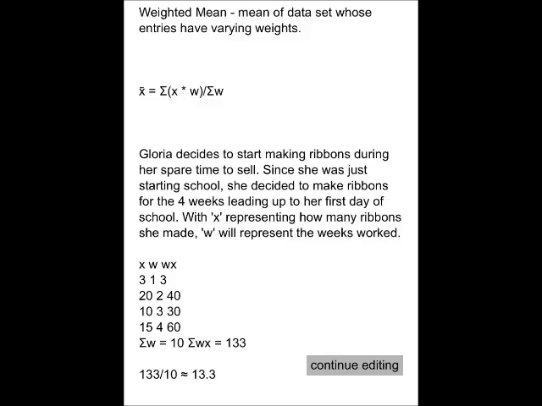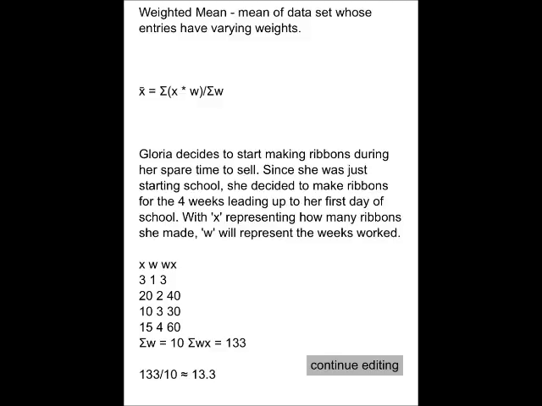Here we have the weighted mean, which is the mean of a data set whose entries have varying weights. This is represented by x bar equaling sigma of x times w divided by sigma of w. For example, Gloria decides to start making ribbons during her spare time to sell. Since she was just starting school, she decided to make ribbons for the 4 weeks leading up to her first day of school. With x representing how many ribbons she made, w will represent the weeks worked.